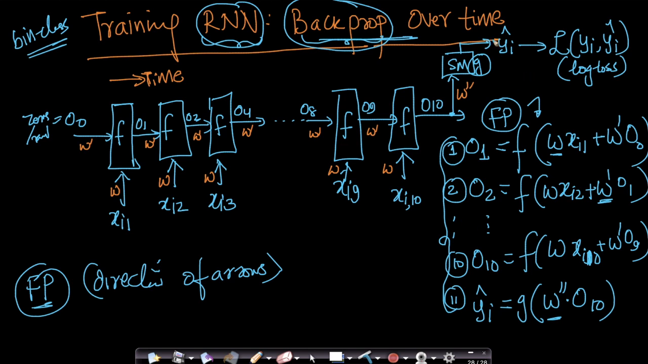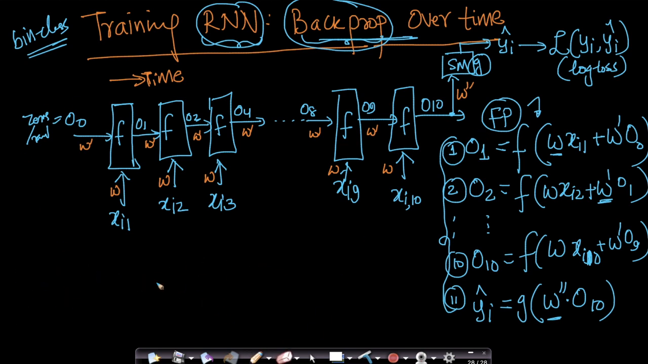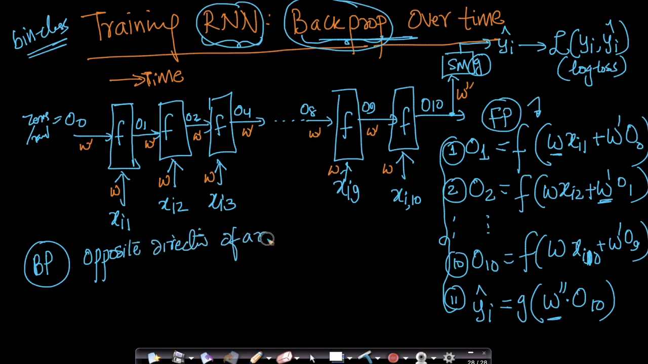Okay, once you get the class label, you have your loss function. Now what about the backward prop? Forward prop is the forward direction of arrows. Let me write it down here. I want to use the same page. My backward prop is the opposite direction of your arrows. Actually very, very simple, right?